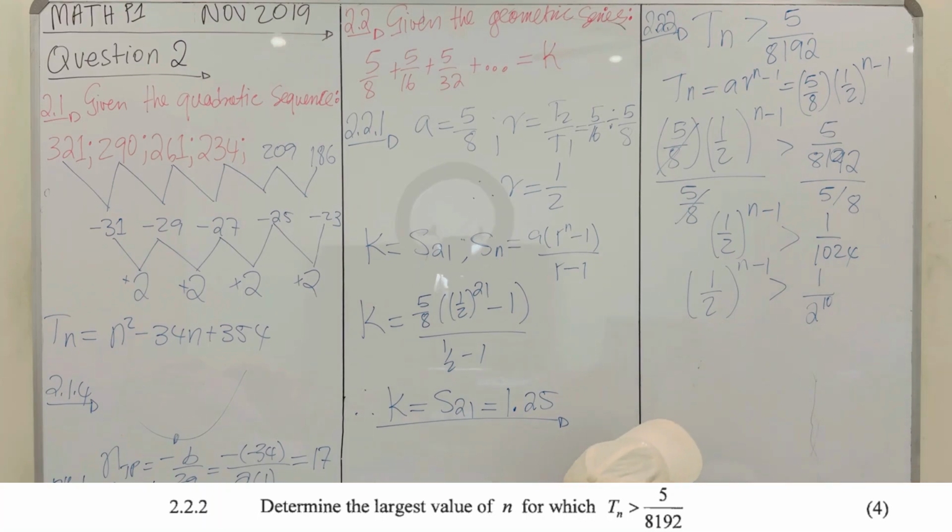So what do we do? Let's take the 2 up. So what you get is 2 raised negative 1, into n minus 1, is greater than 2 raised negative 10. So your 2 raised negative n plus 1, because this 2 multiplies both of those, is greater than 2 raised negative 10. Therefore, your negative n plus 1 should be greater than minus 10.